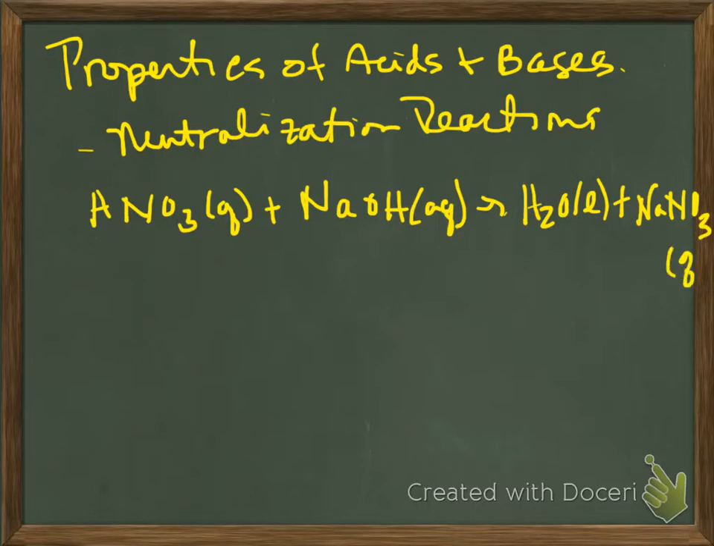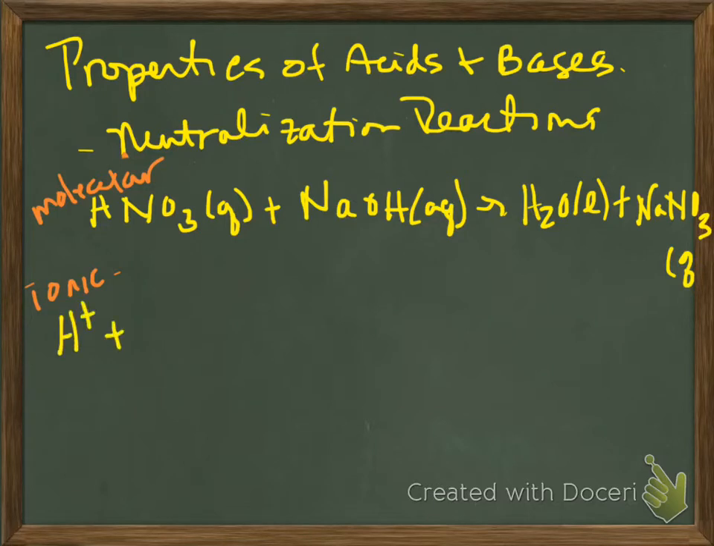Now this is what you would call a molecular equation. What would it look like if we make it into an ionic equation? Remember, for an ionic equation, we take anything that is soluble in water and show how it exists in solution.